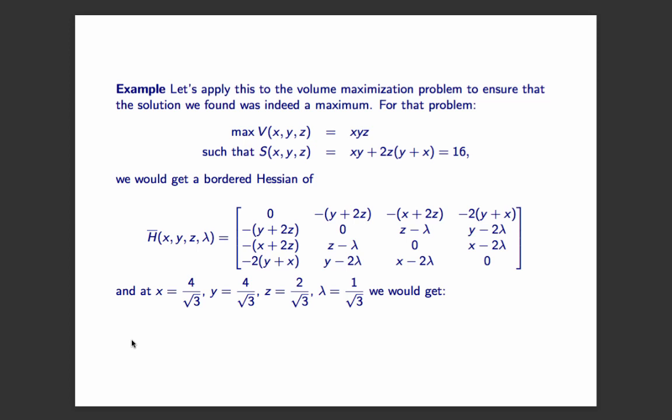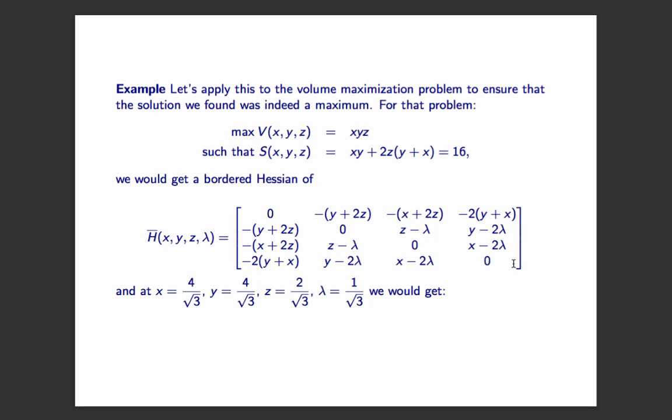So let's put this theorem to use. Let's go back to the first example we talked about today, maximizing the volume of a topless box such that the surface area of the 5 remaining sides sums up to 16. So if I computed the bordered Hessian, I would get exactly this.